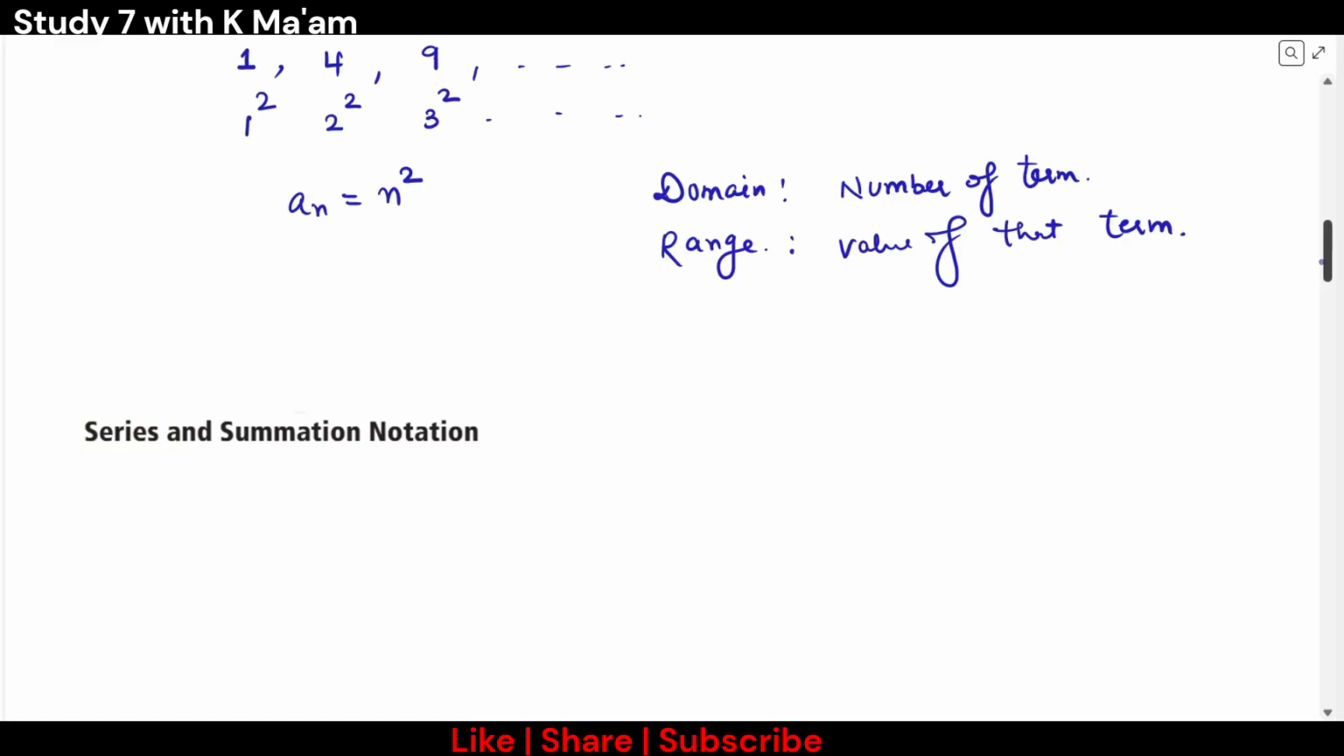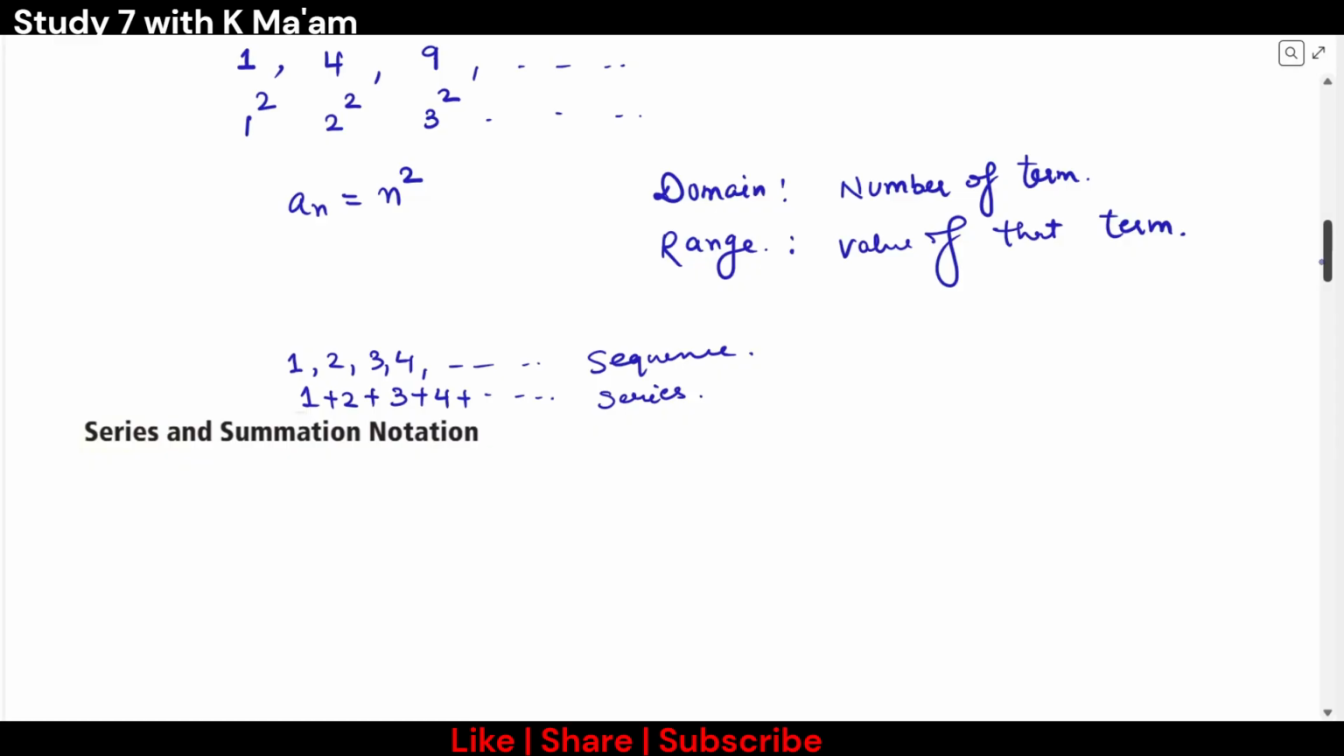Series means we are adding the terms. If I say 1, 2, 3, 4 and so on, this is a sequence. Instead of this, if I add the terms 1 plus 2 plus 3 plus 4 and so on, this is a series. And we have to write the series now. The series can be finite or infinite.